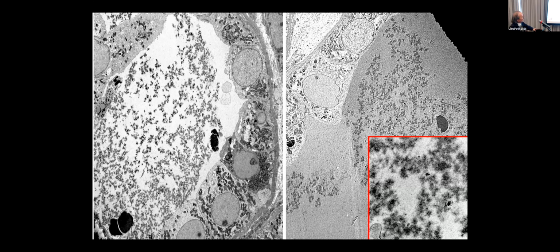So you can see here and you can see here. It's composed of very elegant dense, tiny granular material reminiscent of the granular deposit along the tubular basement membrane and glomerular basement membrane, typically in light chain deposition disease. So I submit to you that all this material represents polyclonal light chain depositions.